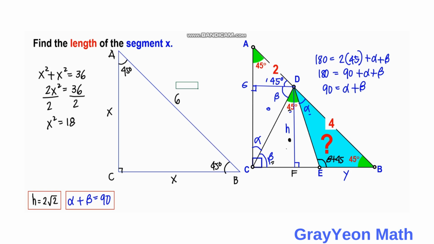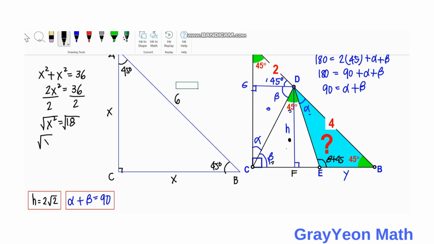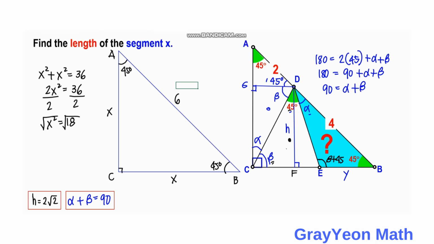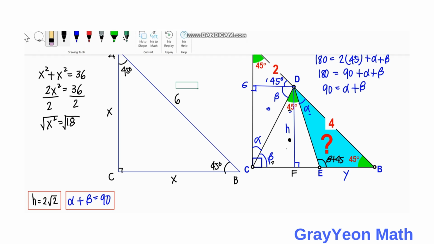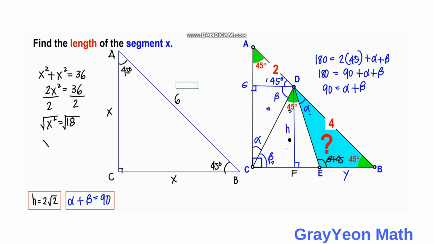So if we get the square root of both sides, we just simply write 18 to be 3 squared times 2. So the square root of that: 3 squared being a perfect square, we can take it out of the radical sign. So this becomes 3 square root of 2. So x is equal to 3 square root of 2 units.